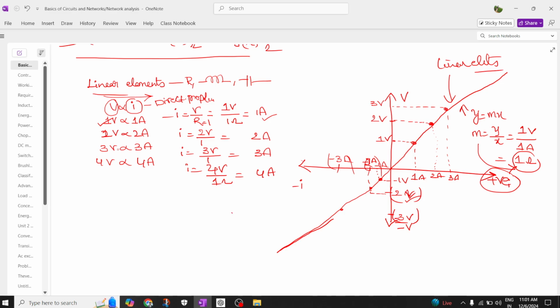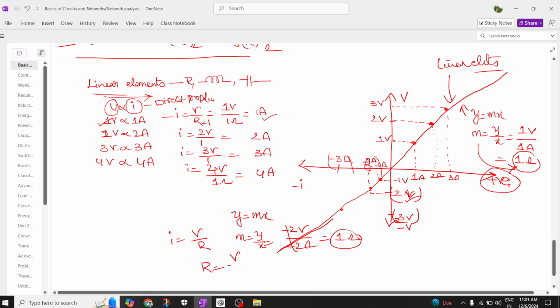Here, if you find the slope, y is equal to mx, so m is equal to y by x. What is the y axis? Let's take minus 2. So here the y axis is minus 2 volts divided by what is the current? Minus 2 ampere. Minus minus will get cancelled and you are going to get 1 ohm. Why? Because the formula for current is I equal to V by R, but I require V by I. Therefore, R is equal to V by I.